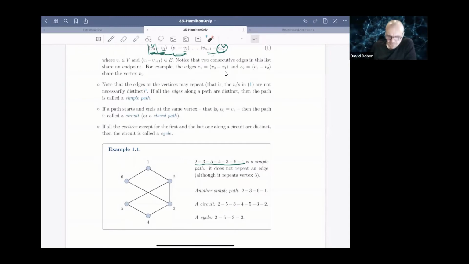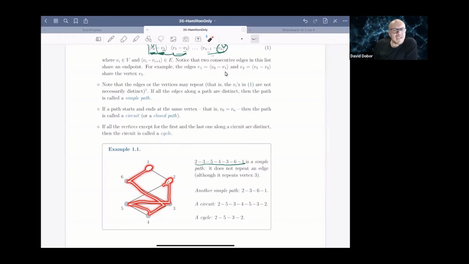Okay, so let's trace this out first of all. This is a typical path. Why? Because every pair of edges shares a vertex. So let's trace it: 2, 3, 5, 4, 3, 6, 1. That was a path. It started at this vertex and ended at that vertex. Notice that I didn't cover every edge, but I didn't traverse any edge more than once. So it is a simple path, according to Rosen.